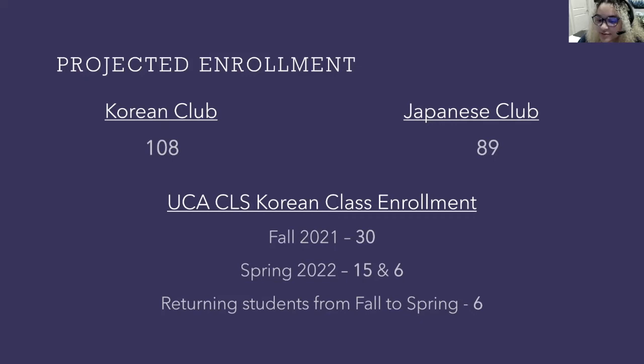UCA's Community Language School has reached out to Korean Club in the past year for Korean language classes offered to the community, not just UCA students. Korean Club partnered with the Community Language School in the fall of 2021 and saw an enrollment of 30 students for this class. The following spring, this spring of 2022, 15 students joined that same class that was offered in fall, and 6 students joined a second class that was offered. As far as students returning from fall to spring, there were 6 of them.